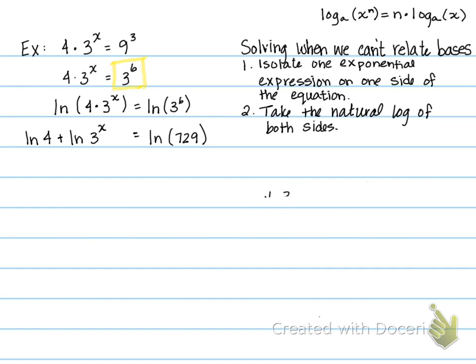So if I want to get my variable by itself, I'm going to move the natural log of 4 over to the right side using subtraction, because that's getting the term that contains my variable by itself. So natural log of 3 to the x is equal to the natural log of 729 minus the natural log of 4.